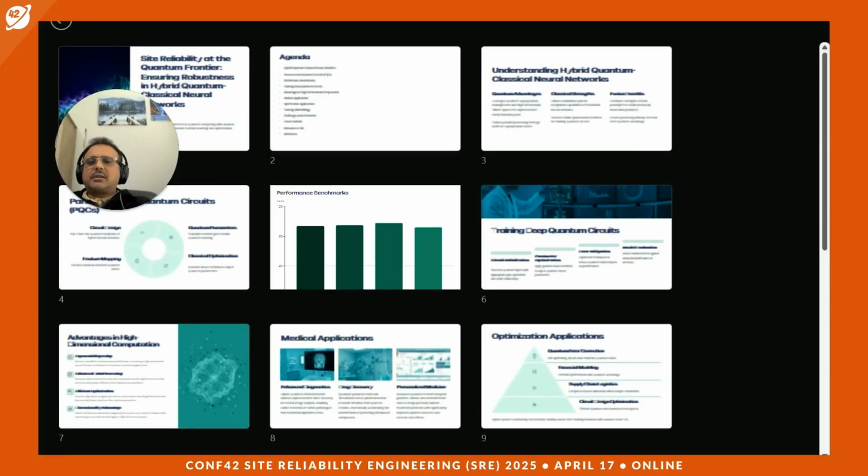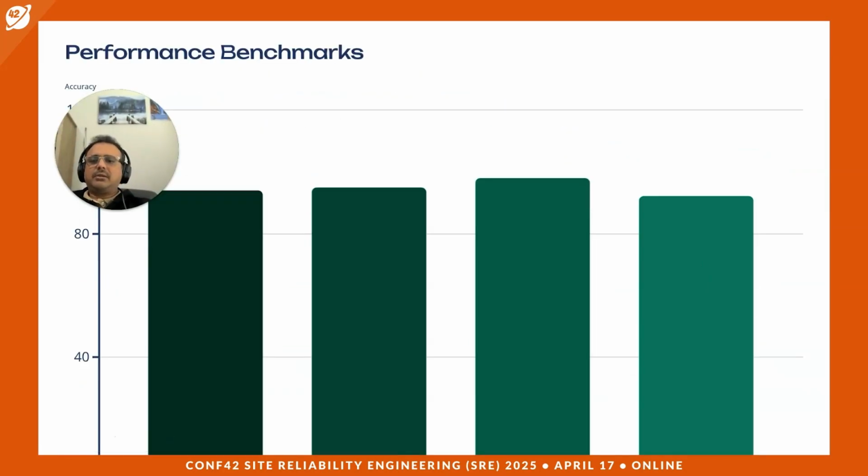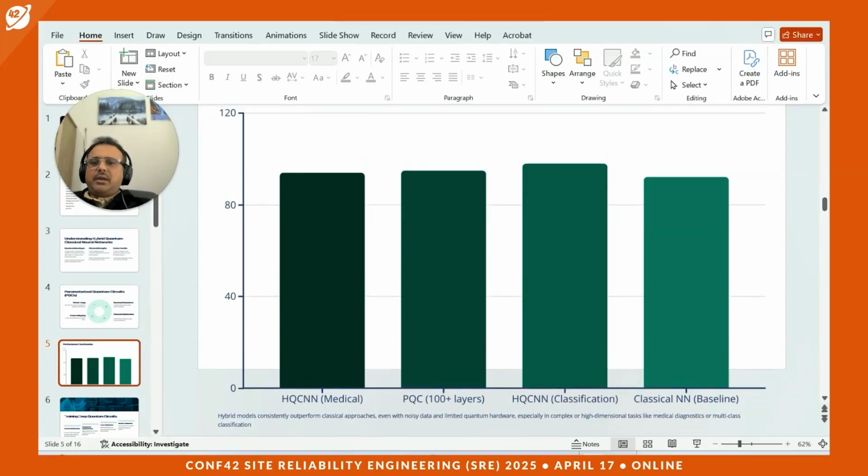I think the slide is slightly bigger. So this slide compares the HQCNNs with the traditional classical neural networks, and you can see that they consistently outperform the classical neural network approach, despite having noisy data, and we still have stability issues with qubits, which is yet to be resolved, especially in complex high-dimensional tasks like medical diagnostics or drug discovery.